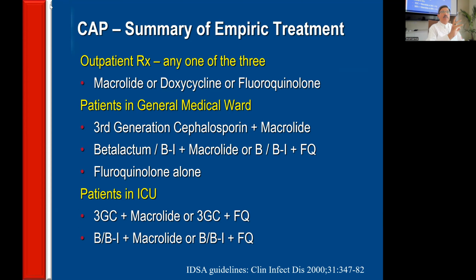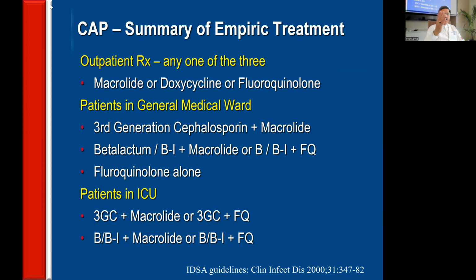Patients in general medical ward, that is those who are in the category of 3, 1 and 2 have gone there. In general medical ward, third generation cephalosporin by needle, OPAT you can give, or if admitted already, give that and combine macrolide. Or give beta-lactam plus macrolide or beta-lactam plus fluoroquinolone. Generally, fluoroquinolone alone in milder patients.